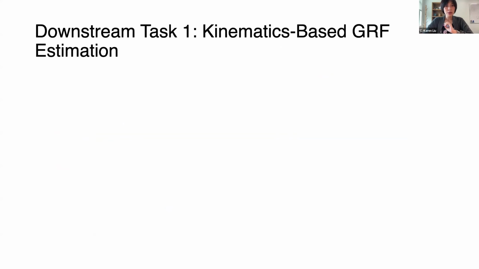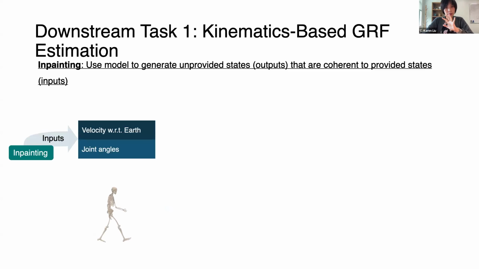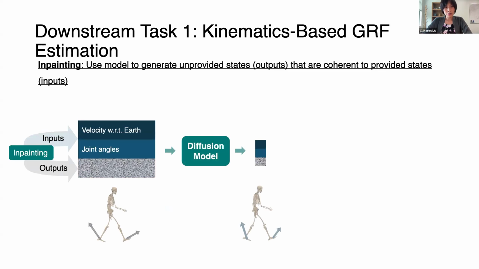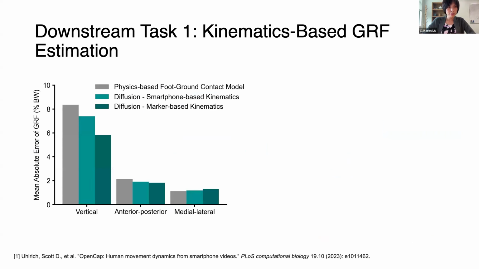But more interestingly, we can do in-painting again. At inference time, velocity and joint angles are provided as input, whereas the output, the ground reaction force, is covered by noise. And then the diffusion model is used to iteratively generate ground reaction forces that are coherent with the input kinematic information.